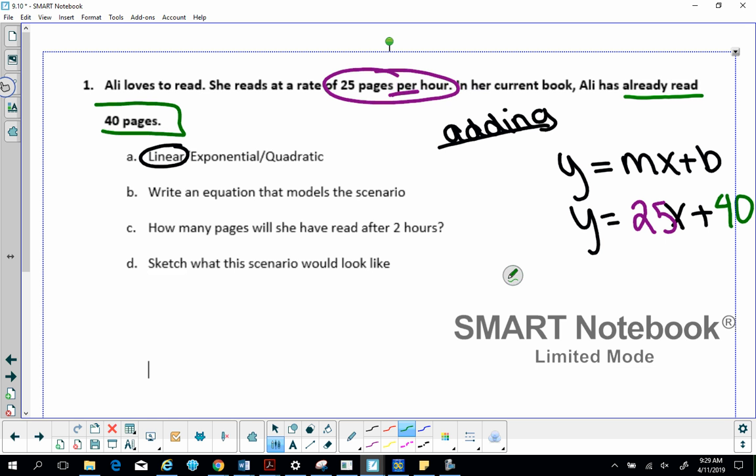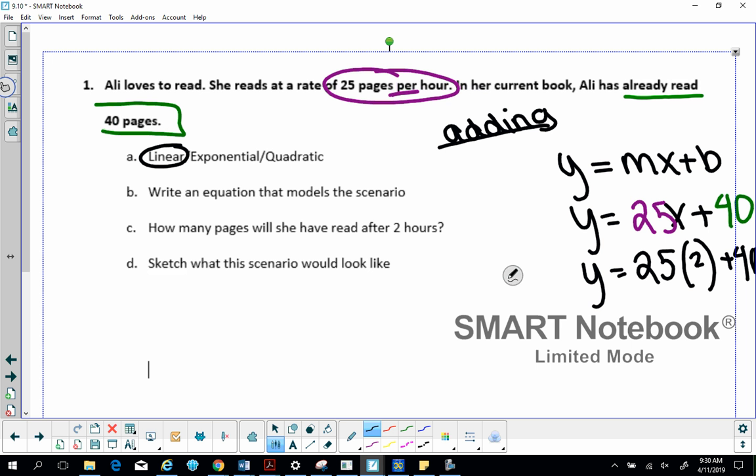How many pages will she read after 2 hours? How much does she read per hour? 25, right? So I'm going to plug in 2 for x to figure out how much she reads in 2 hours. Or I can even think logically. Like when Damon used to do word problems, he would just write out, okay, I already have 40, then add 25 each time.